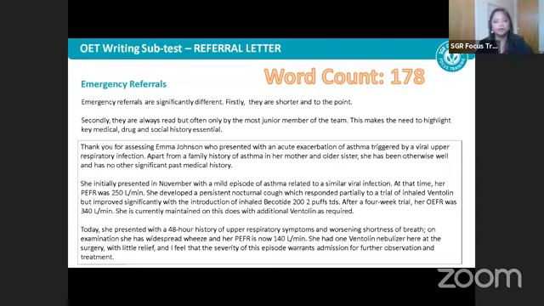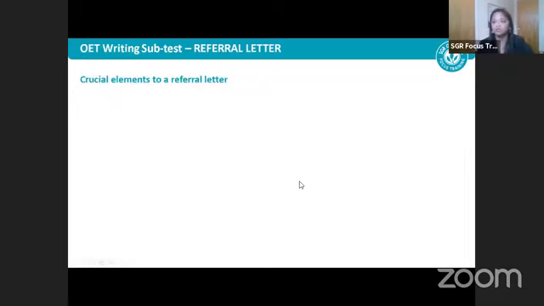You will see that an emergency referral always pretty much summarizes, but it summarizes with highlighted information, information that is very important and very relevant to the reader, what they need to know immediately so that they can look after your patient afterwards. So there are crucial elements to a referral letter, always making sure that you are clear and concise, especially with emergency referrals. Okay.